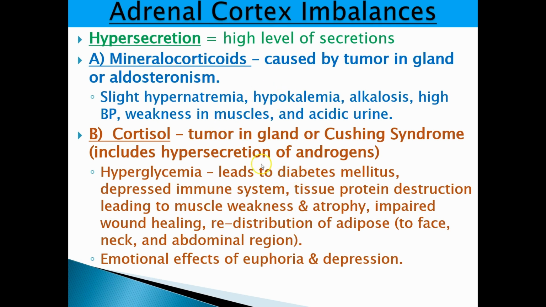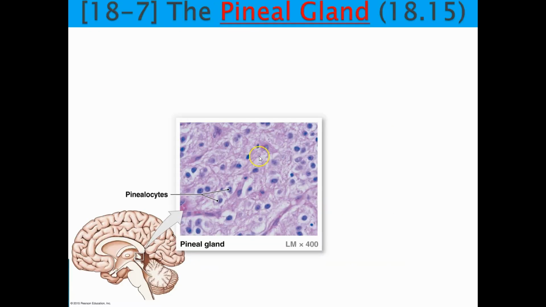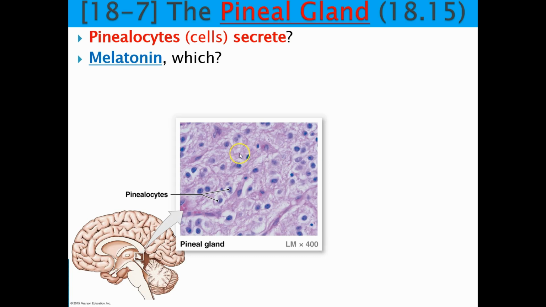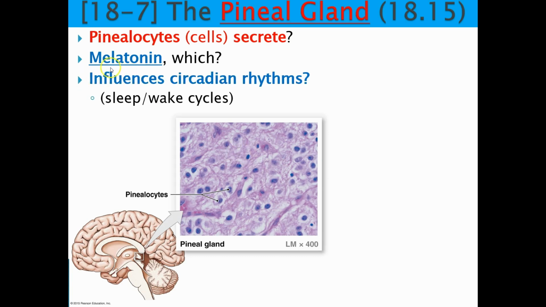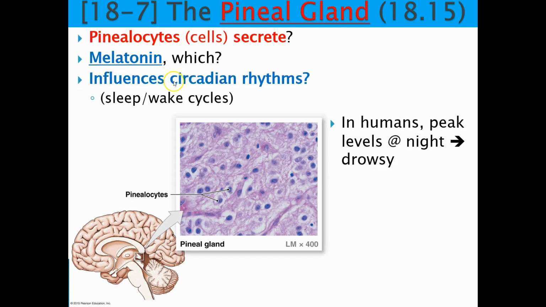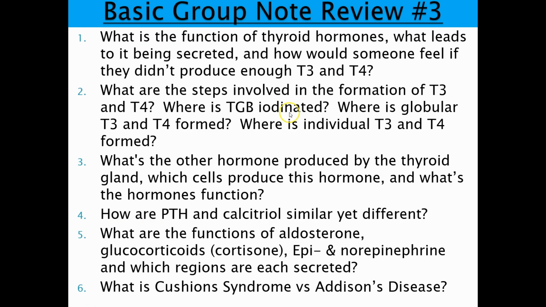So the adrenal gland obviously has some importance to it. Pineal gland really is knowing that melatonin is being secreted. At this point, you should know it's a tryptophan derivative. I think this is one of the more direct and simpler topics, so I'm just going to move right along here.